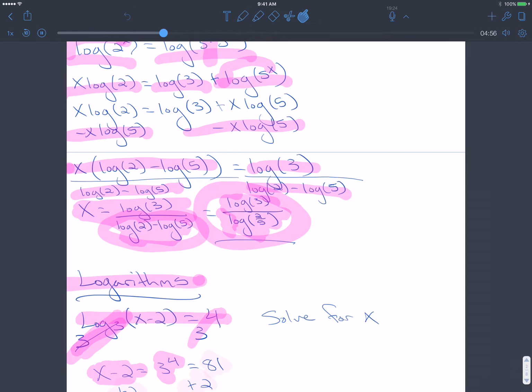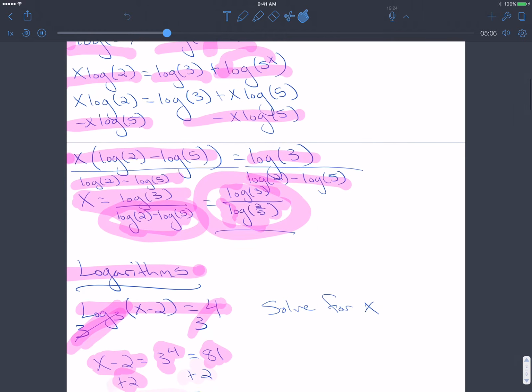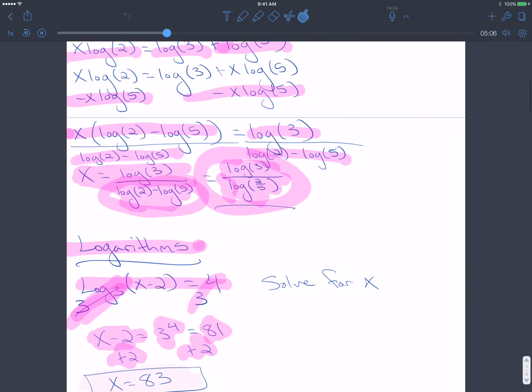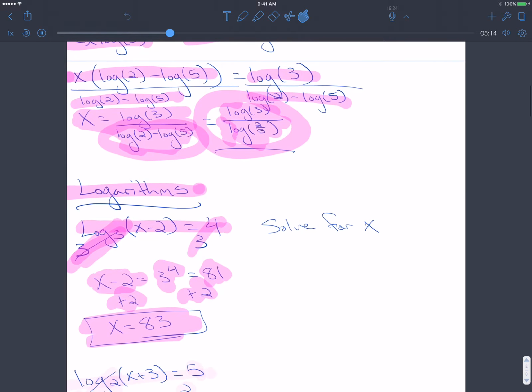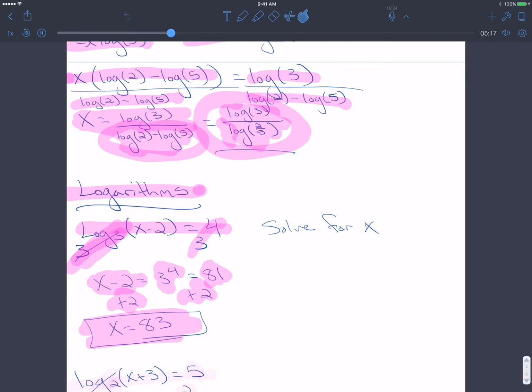3 to the 4th is a constant that I can solve for. It's going to be an integer too, so that's something I actually want to do. 3 to the 4th is 81. Then I just need to move the 2 over, so I add 2 to both sides, and I have that x is equal to 83. Not bad. Let's do another one, because these are weirder, I think, from what you've been used to doing.